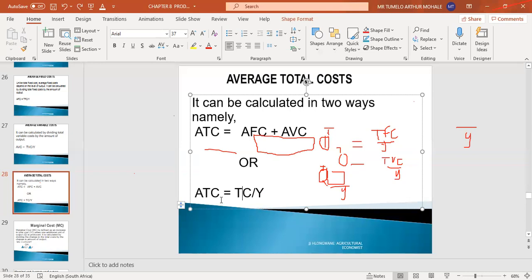The total cost is given by total fixed cost plus total variable cost. So you can take total fixed cost, add total variable cost, divide by Y, and you will get the answer. Or you can just add the average fixed cost with the average variable cost. How did they arrive at this? Let me show you.